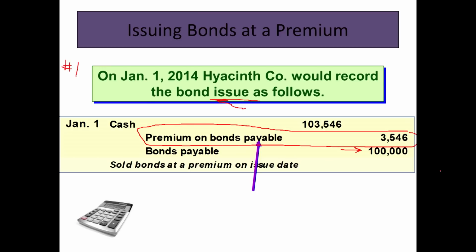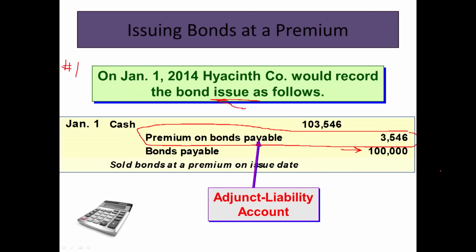Now think back to when we did a discount on bonds payable. A discount on bonds payable was what type of account? A contra liability with a debit balance. A premium on bonds payable is what we call an adjunct liability with a credit balance. What does the word adjunct mean? I think it means like alongside. So, the premium on bonds payable, and you know I love to ask this on a test: what type of account is it? It is an adjunct liability account, and it has a normal credit balance.